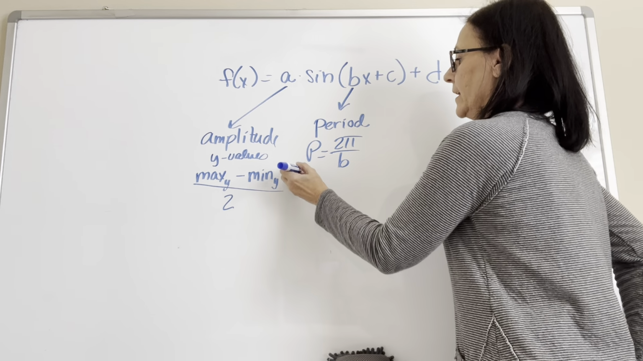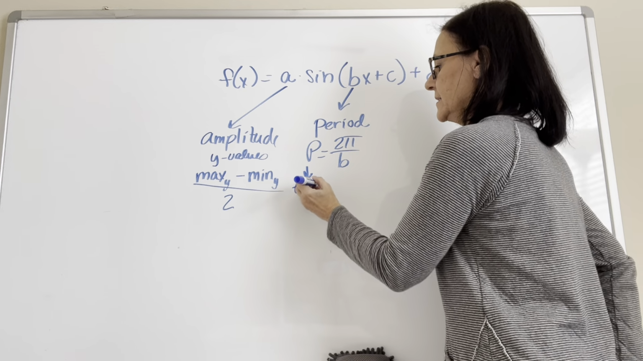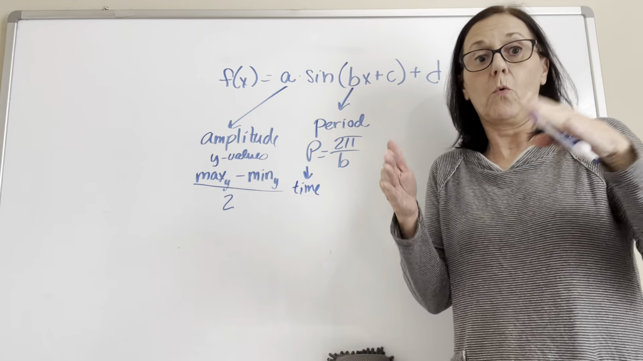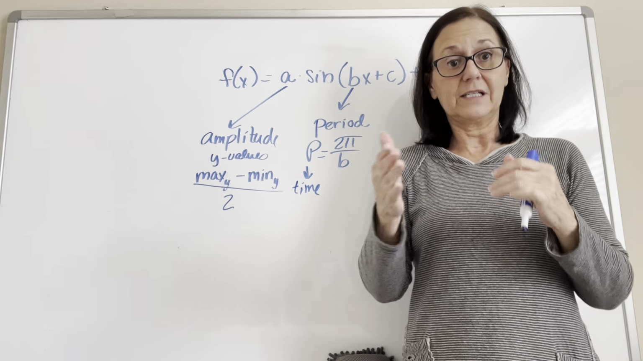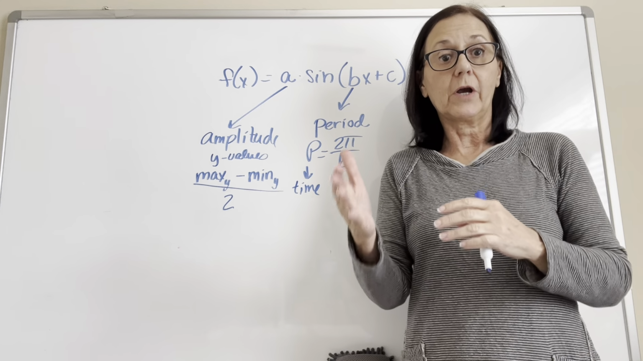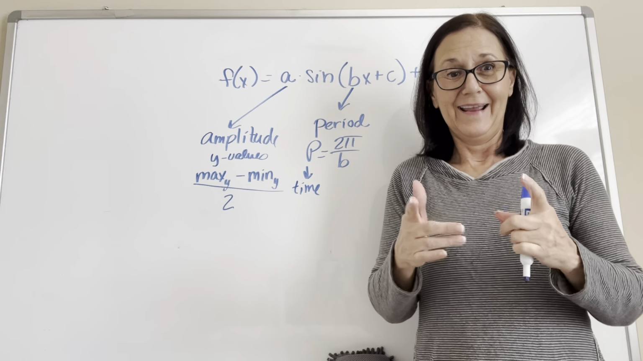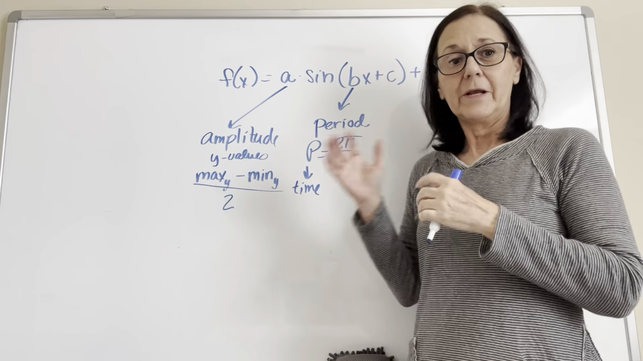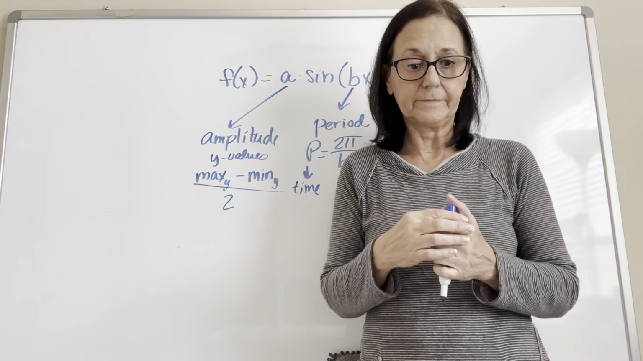So I want us to go ahead and connect these. Period is really close to time: the time it takes to complete one cycle, because we're about to get into distance equals rate times time. The distance for one curve is always 2 pi. And so period is the time it takes to complete one cycle.